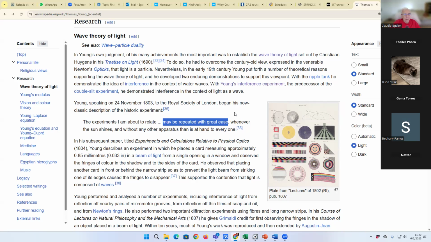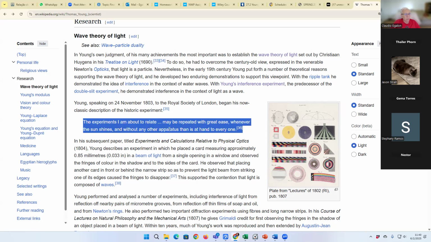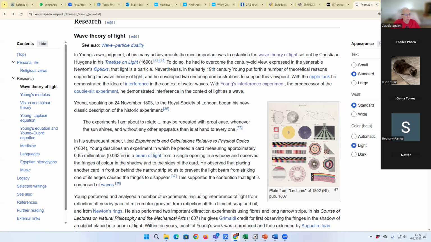Whenever the sun shines, and without any other apparatus, then it is at hand to everyone. Okay, the experiment I'm about to relate may be repeated with great ease. Whenever the sun shines, use the sun as a light source, not a laser, and without any other apparatus, then it is at hand to everyone.